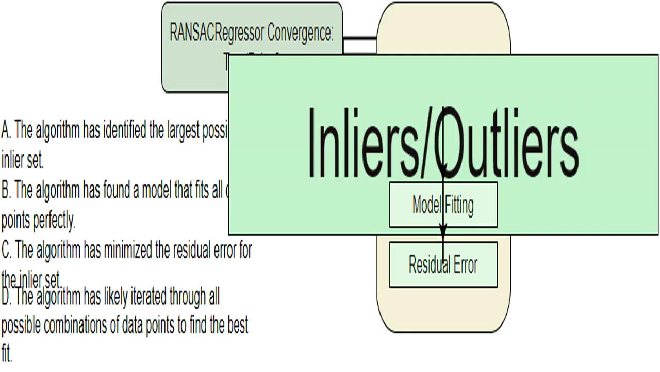Imagine you're drawing a line through a bunch of points on a scatter plot. Some points will fall almost directly on the line. These are the inliers. They fit the model very well. Other points will be far from the line. These are the outliers. They don't fit the model so well and RANSAC will generally ignore them.